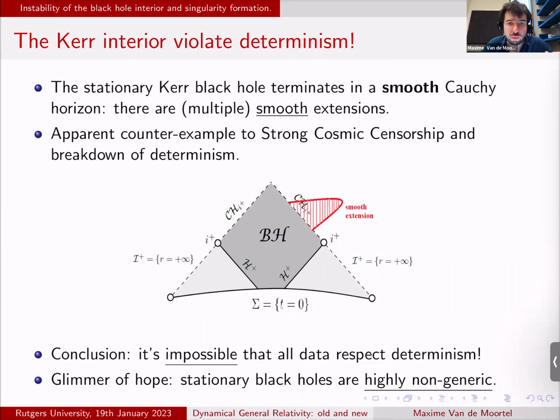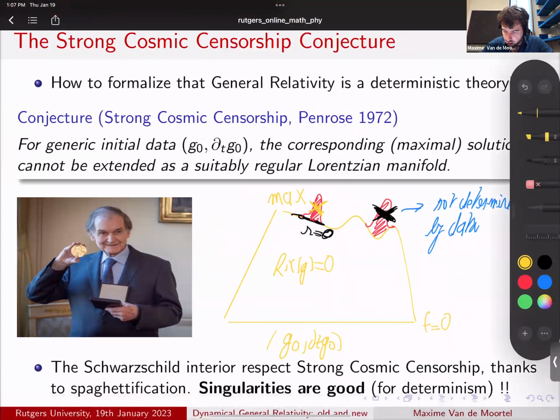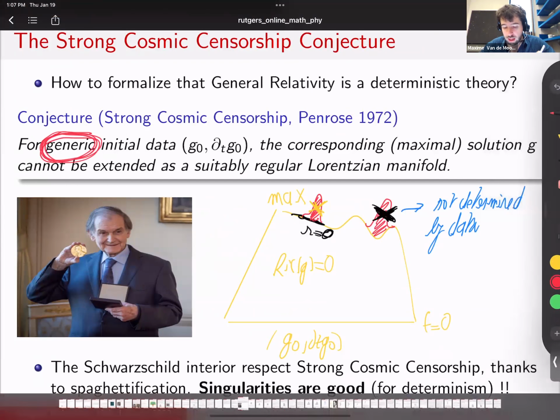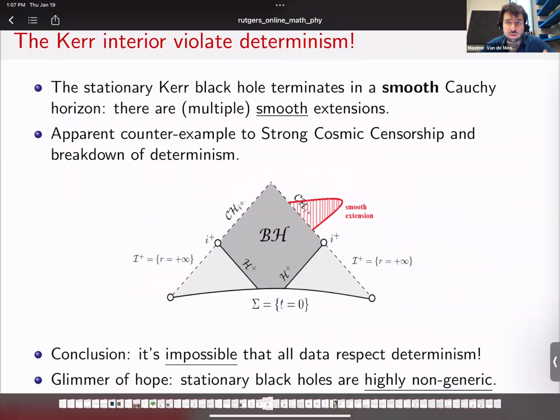So it's too naive to ask that all data respect determinism. But in fact, Penrose was already aware of this, and he didn't say all data; he said generic data. Generic. That's an important word. And well, the Kerr metric is not generic, right? It's very special. It's stationary in particular. It has tons of symmetry, in particular time symmetry, right?